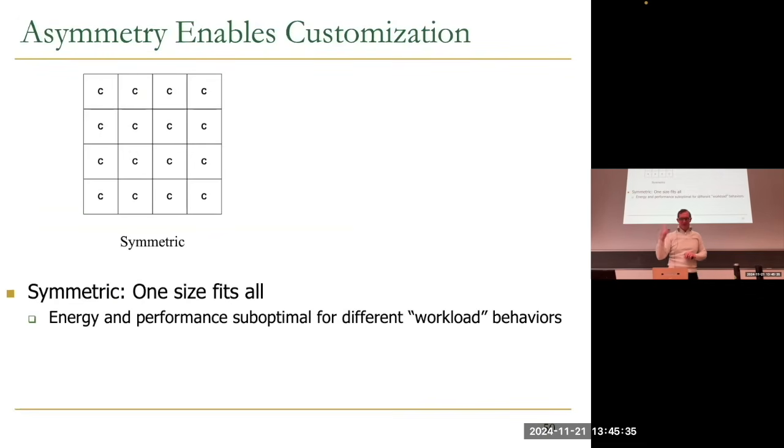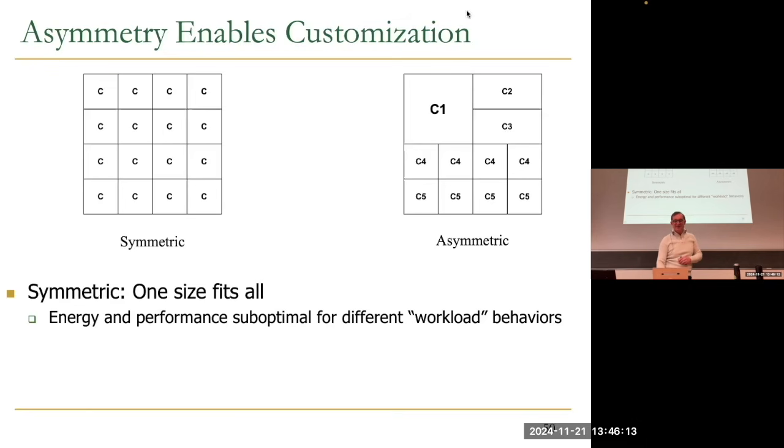Okay, so let me give you a pictorial example. Again, a picture is worth probably 1,000 words. This is symmetric. This is a slide that I prepared in 2008 or so. You can see that in this case, it could be cores, but it could be anything actually. It's one size fits all. And energy and performance is suboptimal for different workload behaviors, essentially. If your workload needs greater than this box C, for example, too bad. You don't have anything that is greater than this box C. If your workload doesn't need as much as C, it needs 1/10 of the C, too bad. It's wasting resources of the C, essentially.